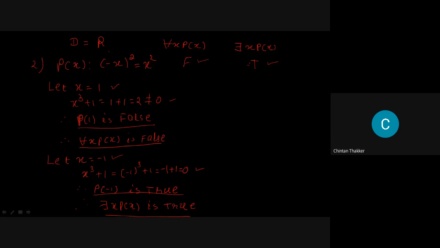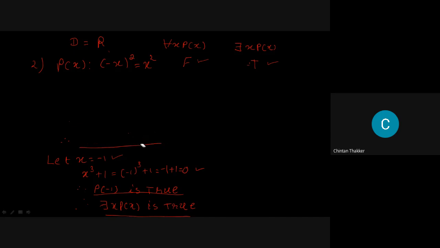Here, if we take all x, minus x square is always x square. The minus sign is removed for all x, for all real numbers. So for all x belongs to R, the statement is true.